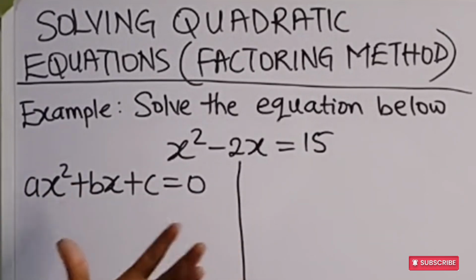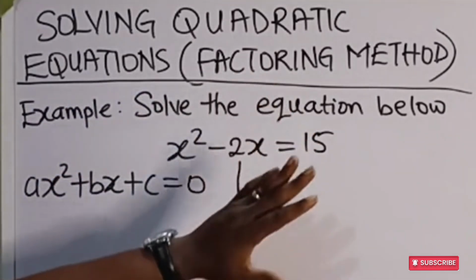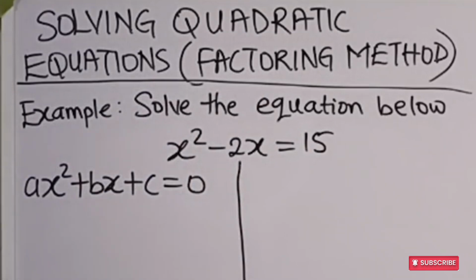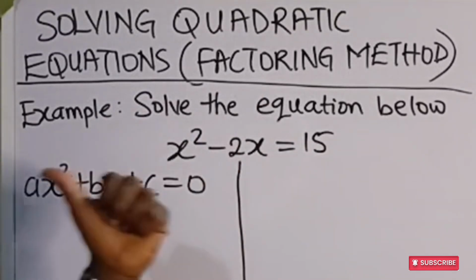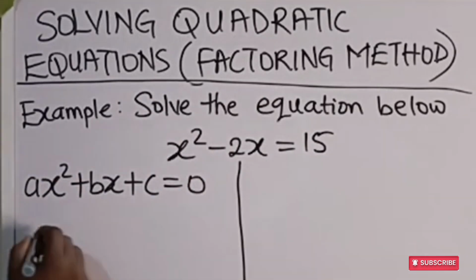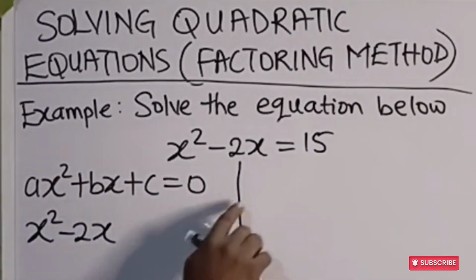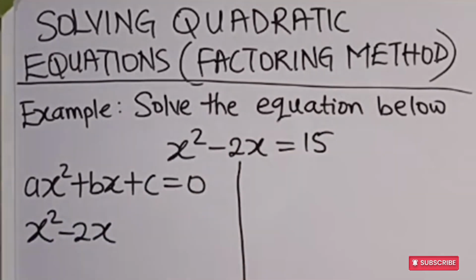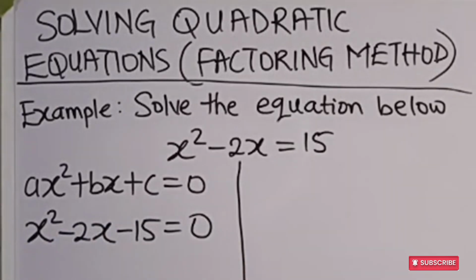So first thing we need to do when we are solving using the factoring method, okay, this does not apply when you are using the completing the square method. When you're using the factoring method, you have to bring this c over to the left. This will become x squared minus 2x. The 15 crossing over the equal to sign is going to be minus 15. So that's the first thing we need to do.